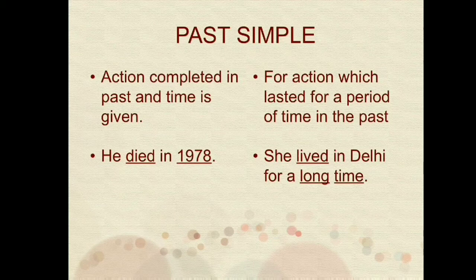Let's check the use of simple past tense. Whenever we are talking about an action that is completed in past time and time is given, then we use simple past tense. He died in 1978. Here, the year 1978 is given, time is given, so we are using past simple, second form died. Next one is for an action which lasted for a period of time in the past. For example, she lived in Delhi for a long time.